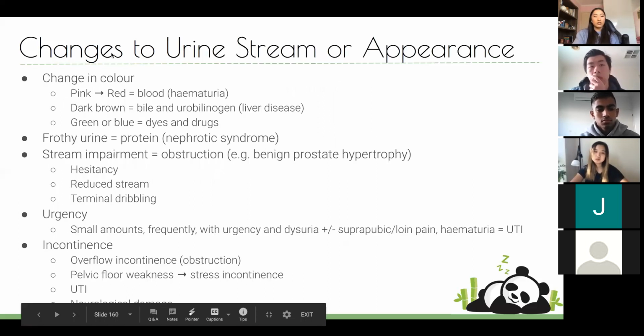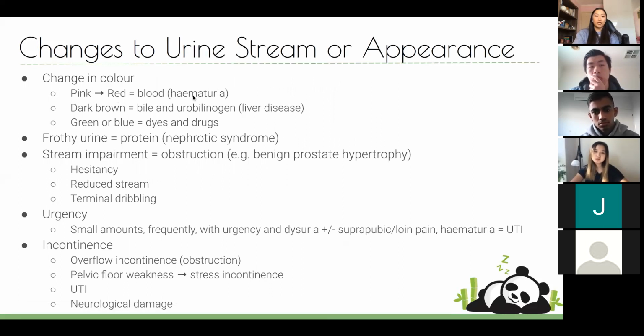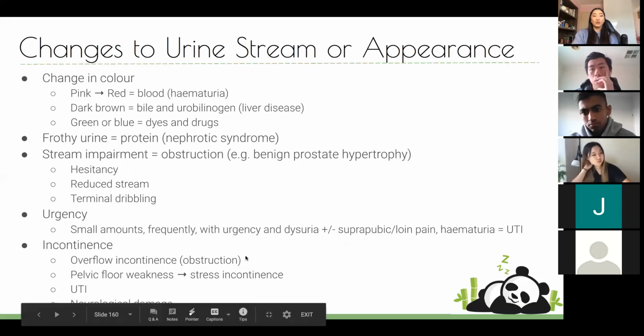Stream and appearance. So if it's changed color, the main ones to know are if it's pink or red, because that's going to be blood. Dark brown could be your jaundice, so the bile and urobilinogen. And then if it's weird, funky colors, it's probably dyes or drugs. Frothy is protein. Stream impairment is your obstruction, and the main one you have to know about is BPH. Urgency is related to UTI, and incontinence, we've already talked about, has all sorts of causes.